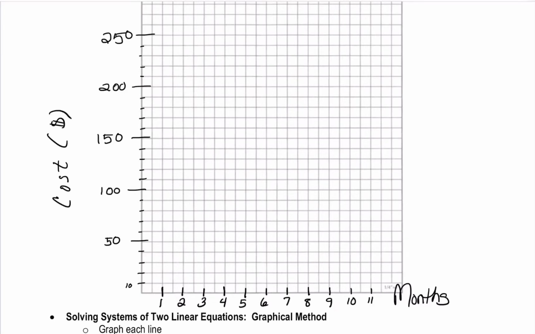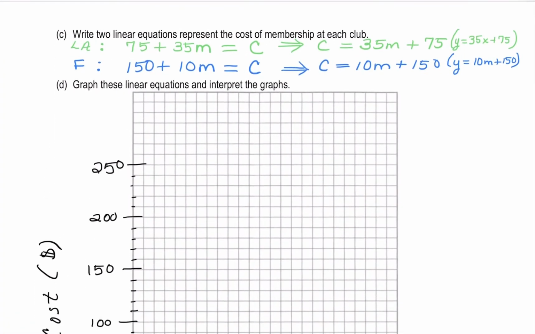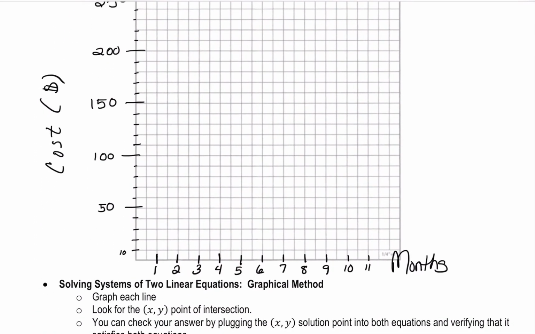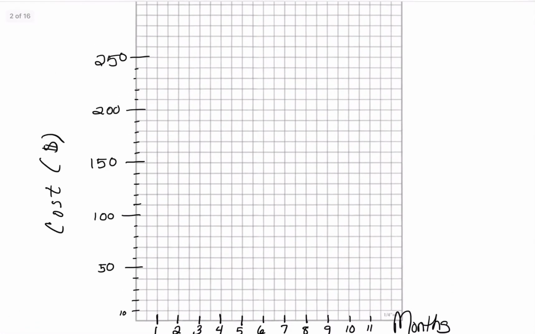Now we have 2 different equations we want to graph. The first one was C equals 35M plus 75. Let me write that up at the top so I don't forget, and so it fits on the screen. C equals 35M plus 75. All right, so the y-intercept is 75, so we could use the y equals mx plus b form and then go up 35 and over 1.